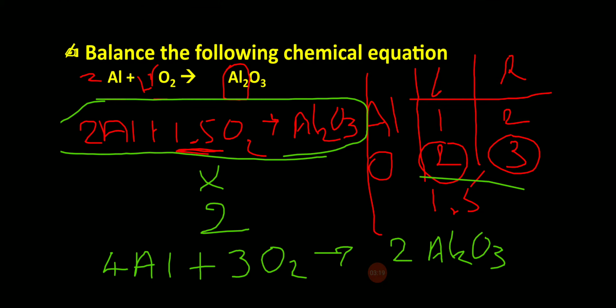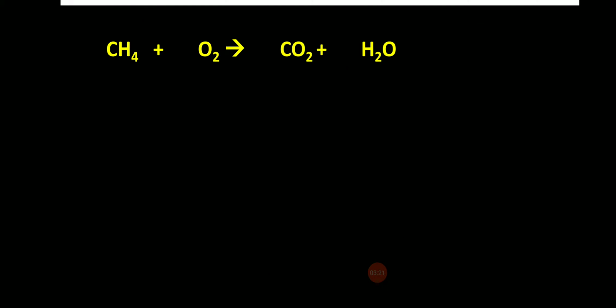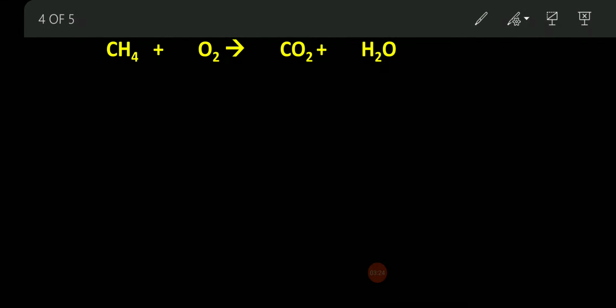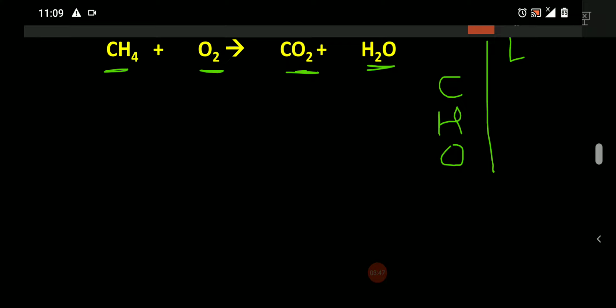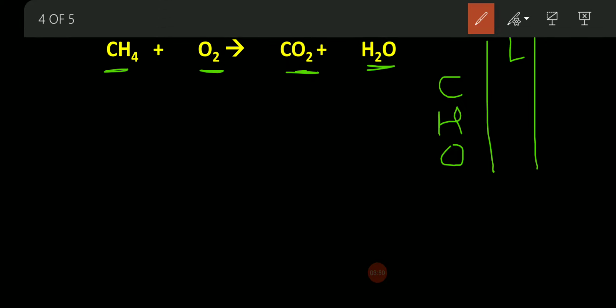Now we have another example. See here: CH4 plus oxygen. It's methane reacting with oxygen to form carbon dioxide and water. So how many carbons, how many hydrogens, and how many oxygens are there? Three elements are there, but you have to make a table of how they are on the left-hand side and right-hand side.